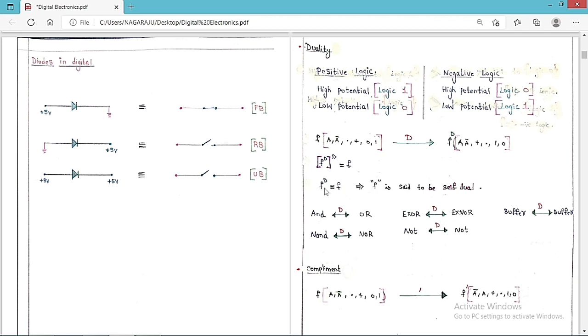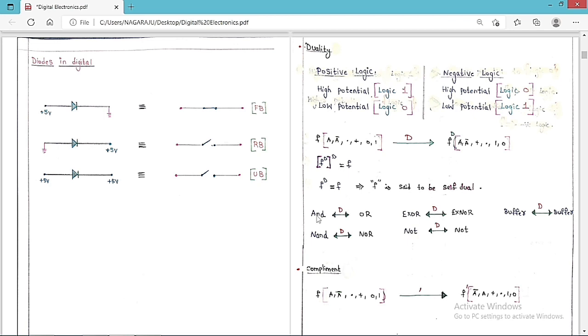Suppose the dual of a function is equal to the function itself, then f is said to be self-dual. It means if the duality of the function is equal to f itself, then we can say the function is self-dual. So now suppose I apply the duality of the AND gate.